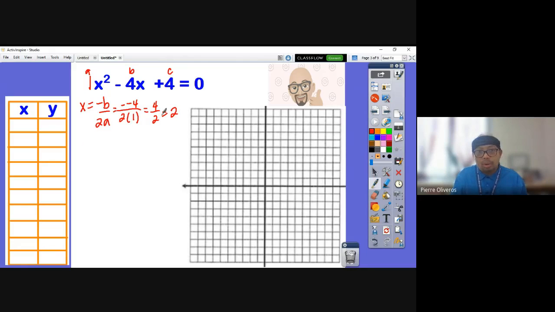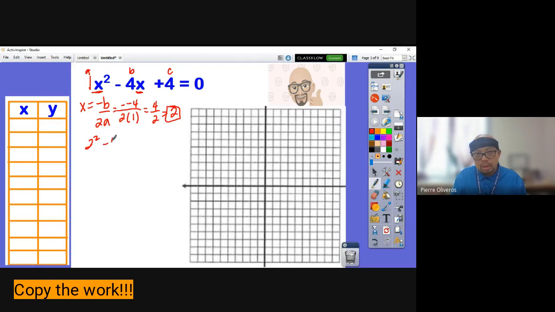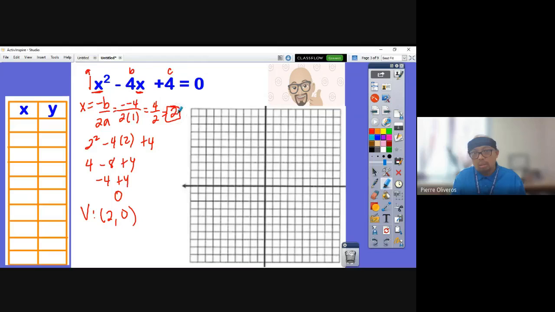So therefore, we're going to plug the 2 back into the equation. So that gives you 2 squared minus 4 times 2 plus 4. 2 squared is 4, minus 8, plus 4. This will give me negative 4 plus 4, which will be 0. So therefore, the vertex here is 2 comma 0. The 2 came from this, and the 0 over there. 2, 0.